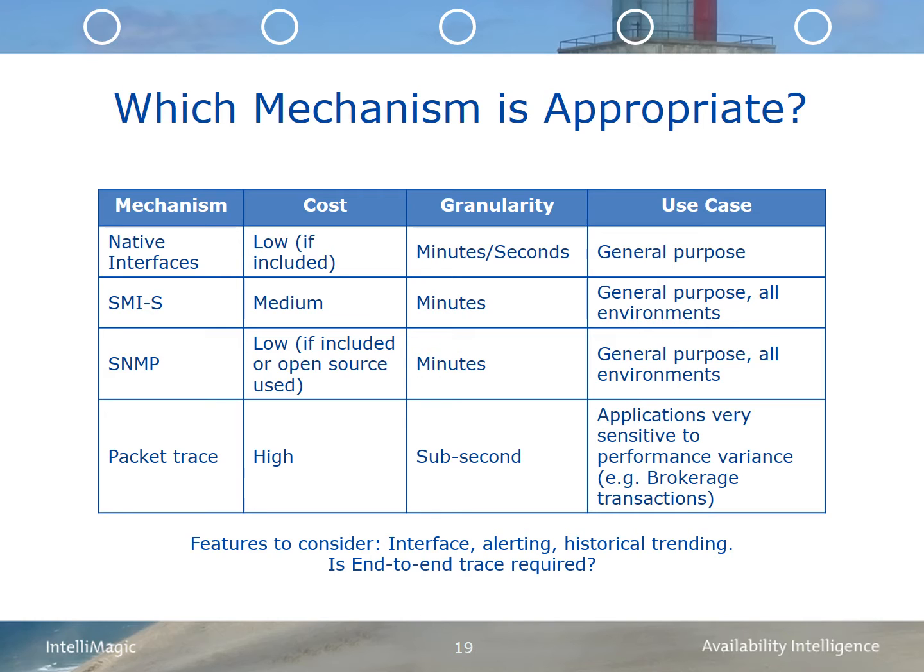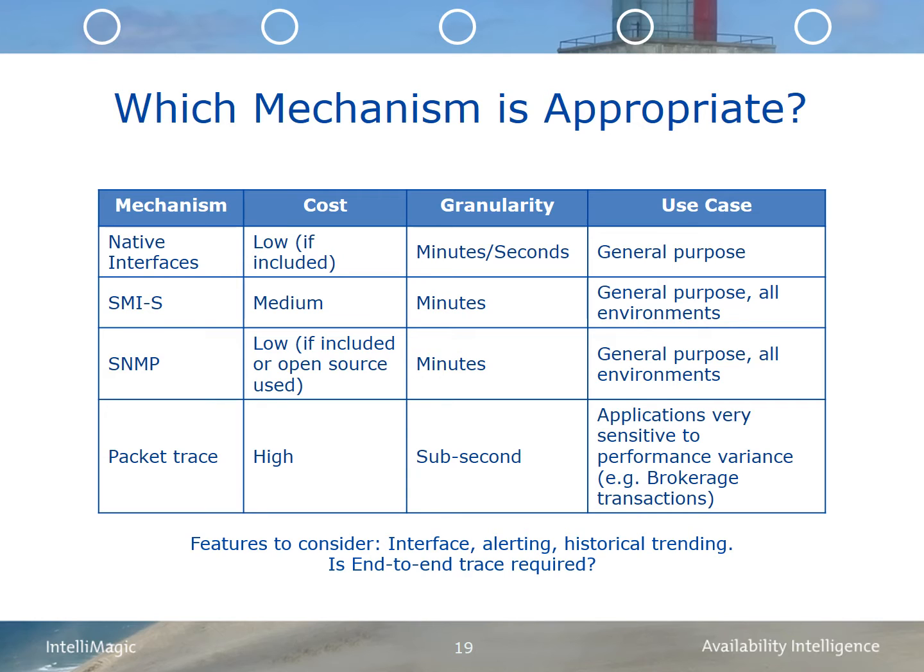In terms of SNMP, the cost is low. I mean, you can basically pick a number of open source SNMP software to look at the SNMP MIBs that are available for the different switches, and the granularity tends to be around minutes for trending and performance data, and alerts can be more granular. They can be as an event occurs. So these are both general purpose types of tools, the native SMIS and SNMP, although for all of those you need some kind of management tool around them.